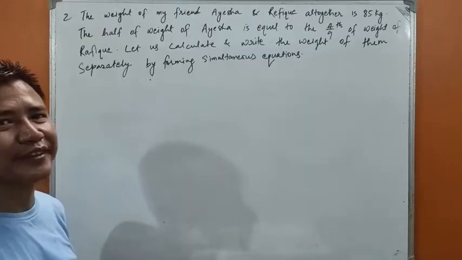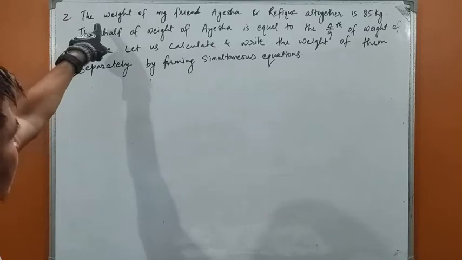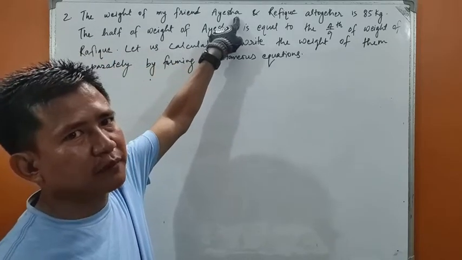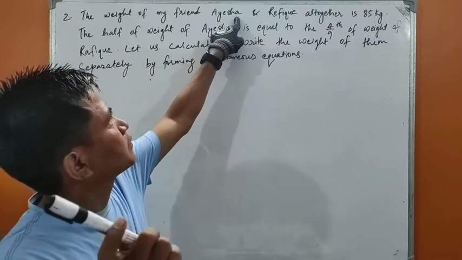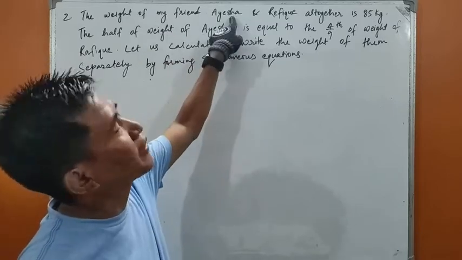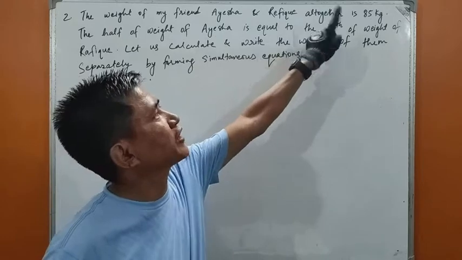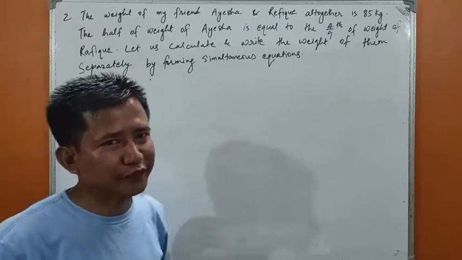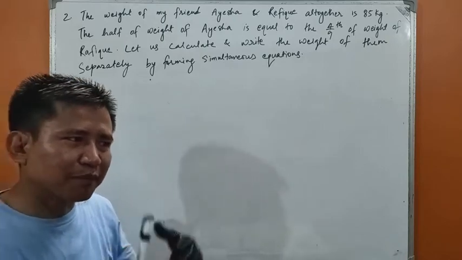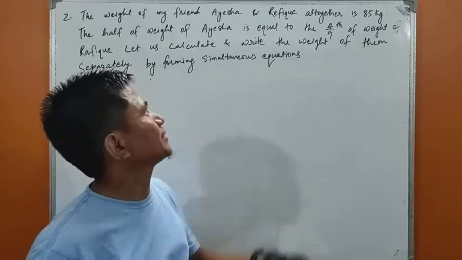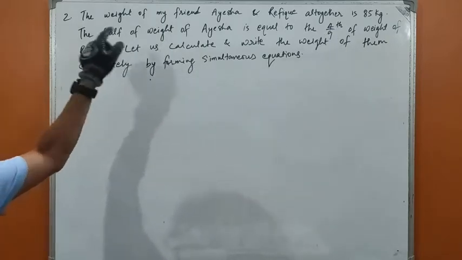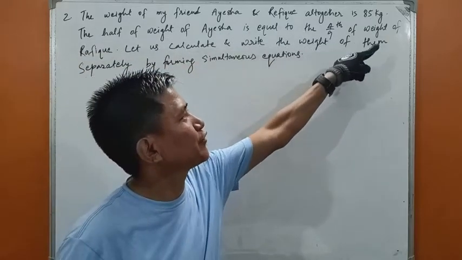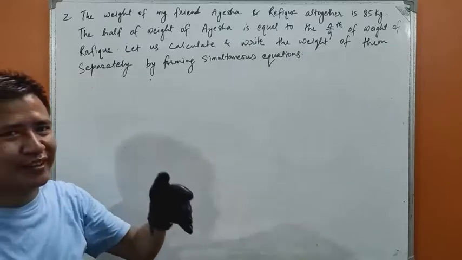Question number 2, okay? The weight of my friend Aisha, she is not my friend, it must be your friend. The weight of your friend Aisha and Rafiq altogether is 85. The total weight of Aisha and Rafiq is 85 kg, okay? Weight of Aisha plus weight of Rafiq is 85 kg. The second condition, the half of weight of Aisha is equal to 4/9 the weight of Rafiq.